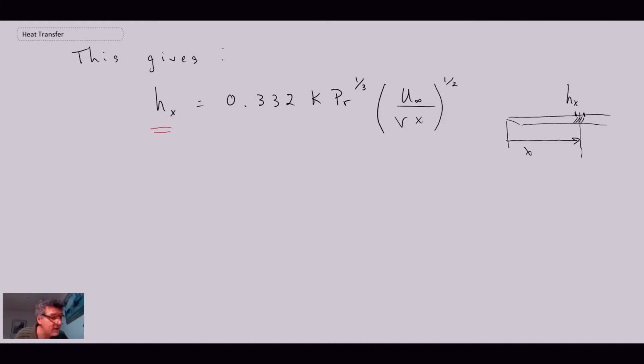So h of x is changing along the length of the plate, and we'll look at how to compute the average in a moment. But knowing this, we can go ahead with the definition of Nusselt number. Remember, Nusselt number is the convective heat transfer coefficient times some characteristic length scale divided by the thermal conductivity of the fluid above the wall. The characteristic length scale in this case is the distance from the leading edge. With that, we can write out that the Nusselt number for the laminar boundary layer is as follows.